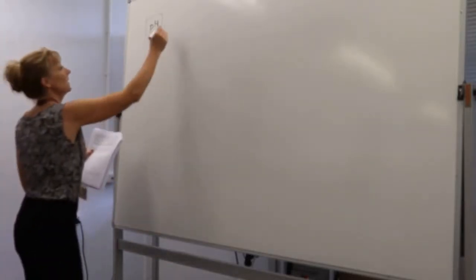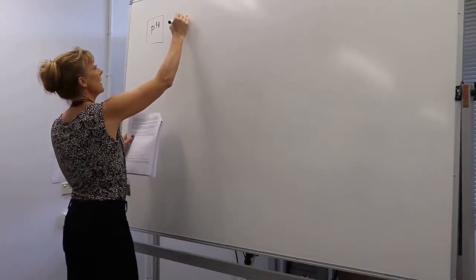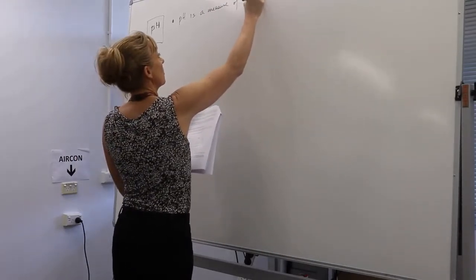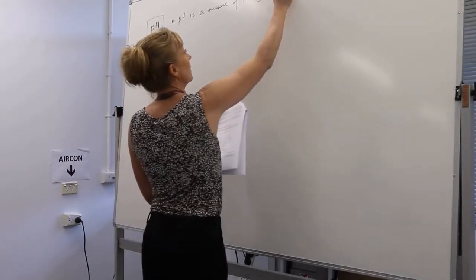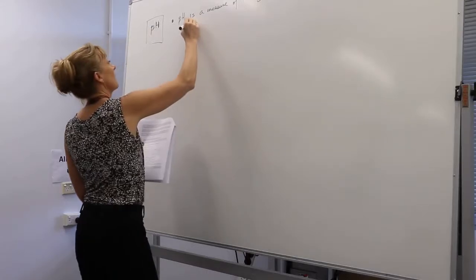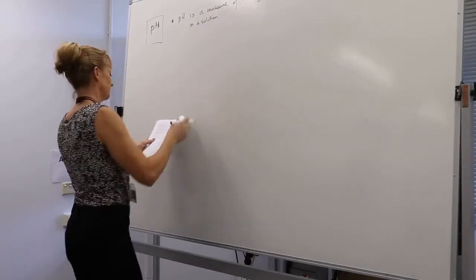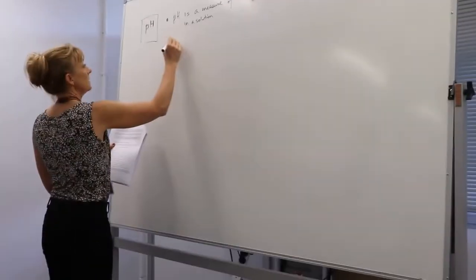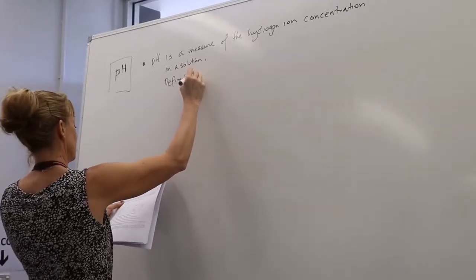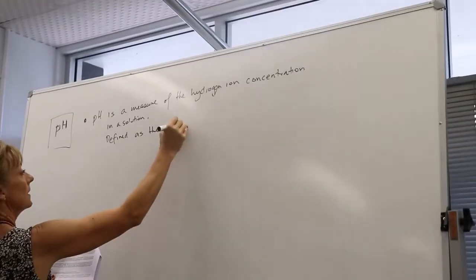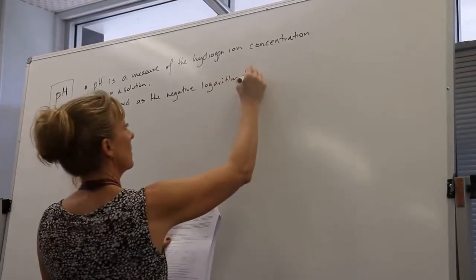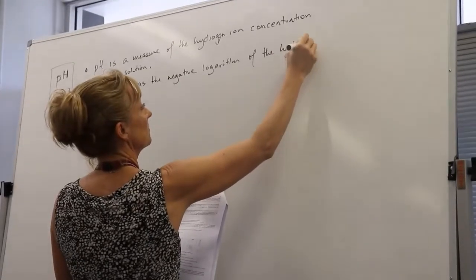Alright, I'll just give you a definition for a start. So if you write this down, pH is a measure of the hydrogen ion concentration in a solution. And it is defined as the negative logarithm of the hydrogen ion concentration.